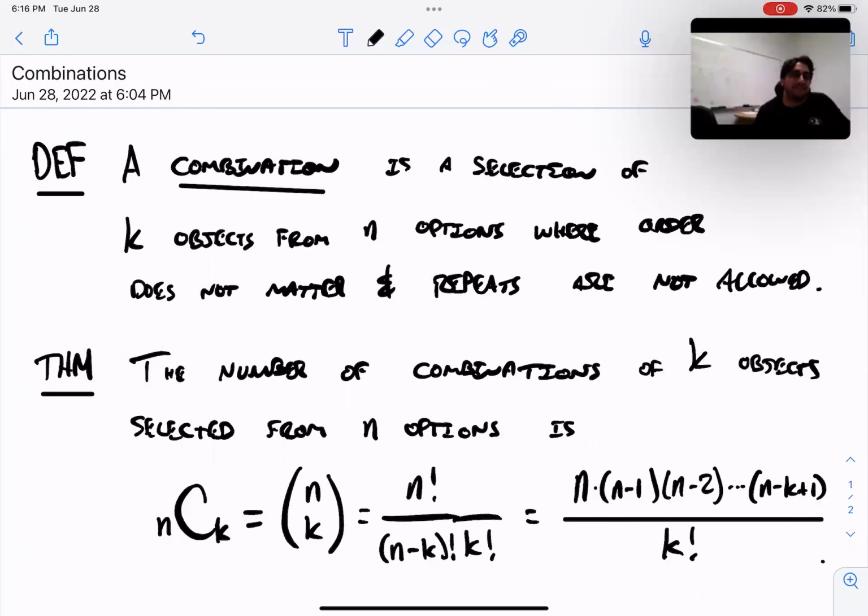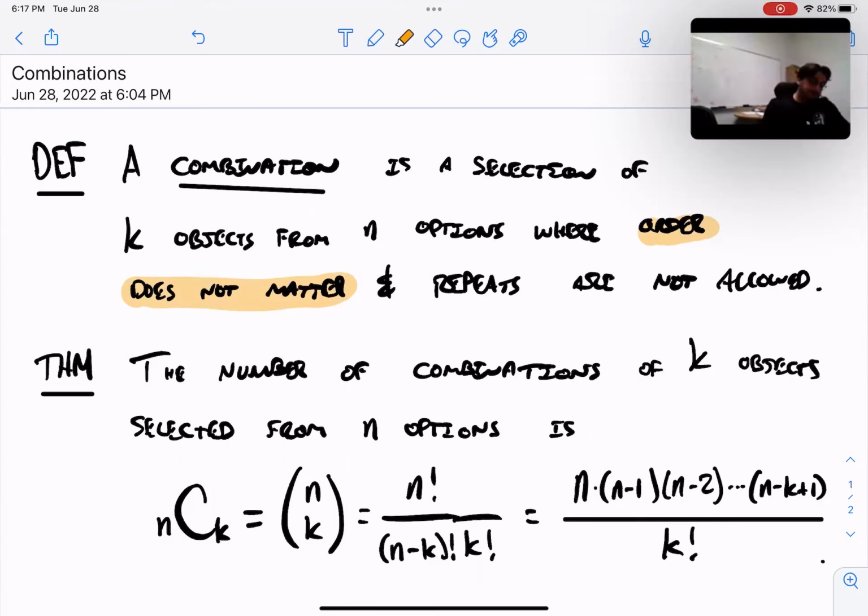Combinations. So here we have something very similar to permutations. A combination is a selection of k objects from n options where order does not matter and repeats are not allowed. Notice the only difference from permutations is that now order does not matter. We just care about which k objects we have, not what order they came to us in. As opposed to permutations, where we cared about what order they came in. So that's the difference between combinations and permutations.